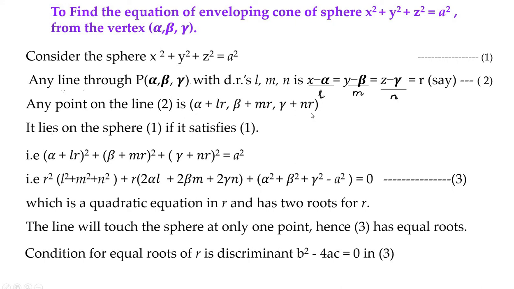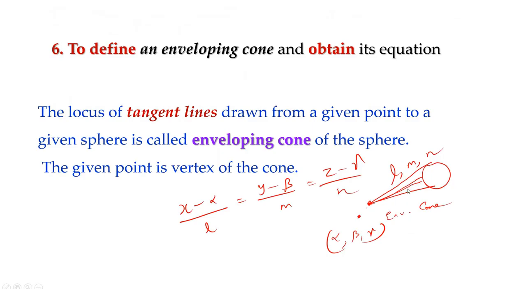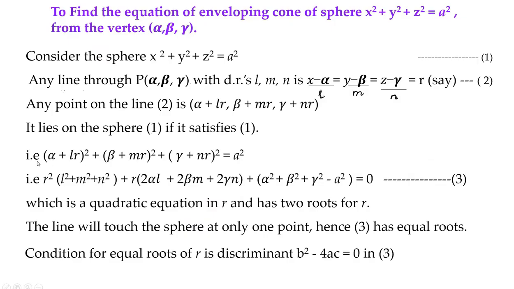It lies on the sphere. Since it touches the sphere, any point on the line should lie on the sphere also, so it will satisfy that equation. Substituting for x, y, z in that equation, this is what we get. This is a quadratic equation in r and has two roots for r. The line will touch the sphere at only one point.